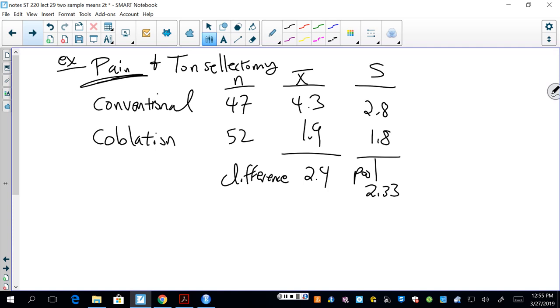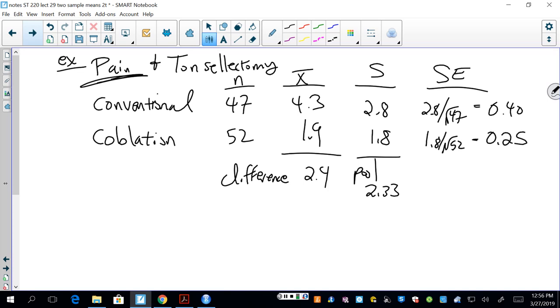The pooled standard deviation is going to be somewhere between the two for the groups. It's a weighted average of the variances. So somewhere between, not exactly in between, right? Because it's based on degrees of freedom and it's on the variance scale, but it's somewhere in between. The standard errors, if you did each group individually: 2.8 over the square root of 47 is 0.40. And this one, 1.8 over the square root of 52 is 0.25.